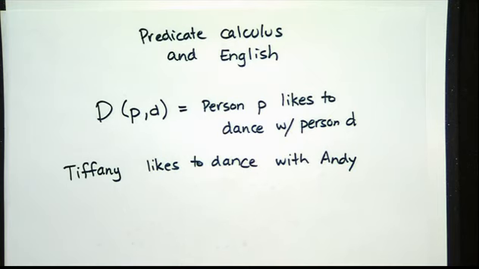Okay, so let's do a predicate here. So we're going to use DPD for person P likes to dance with person D. Okay, so I use this example because we've all been to dances, even if it was back in middle school. Or I hope you've been to one, or maybe not, if it's just torture for you, but at least we can all think about these examples and remember them. Okay? So let's figure out, how do we use DPD to write Tiffany likes to dance with Andy?